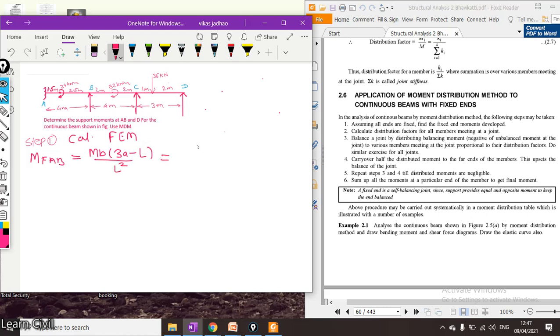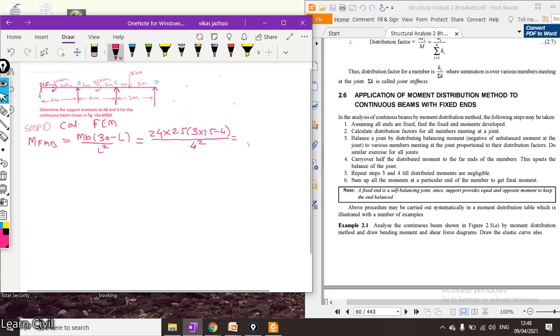So put the values here. We have M B, that is the moment acting here, that will be 24 kilonewton meter. B is 2.5 meter, A is 1.5 meter here. So 24 into 3 into 1.5 minus 4 divided by 4 square. So this is equal to 1.875 kilonewton meters.